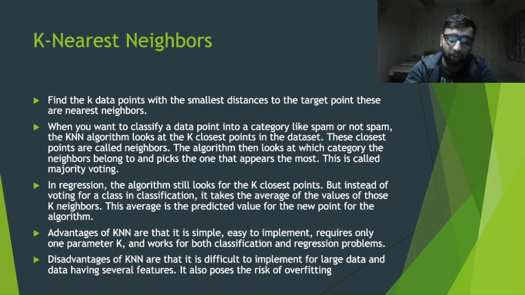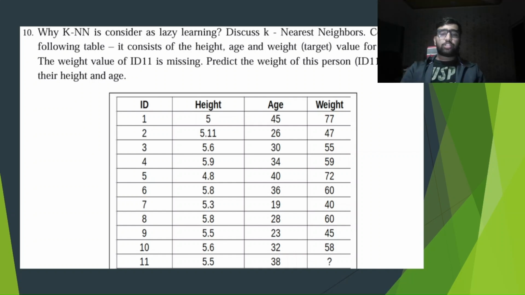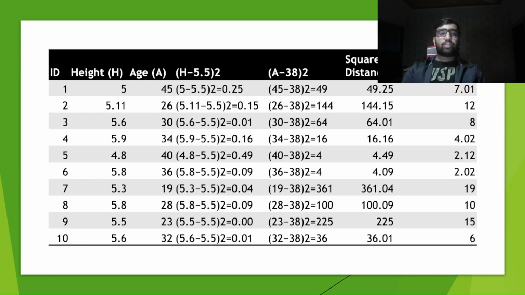KNN. Now let's implement KNN on the given data set. In this data, I have 10 data points. For each, I'm given the height, age, and the weight, which is my target variable. Now I am supposed to find the weight for the 11th data point, which has height 5.5 and age 38. We will start the implementation of KNN by calculating the Euclidean distance of each of the 10 data points from the 11th data point.